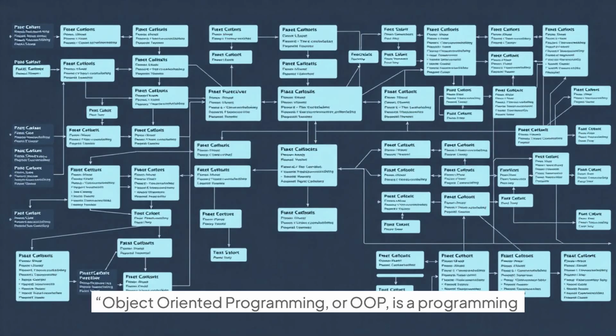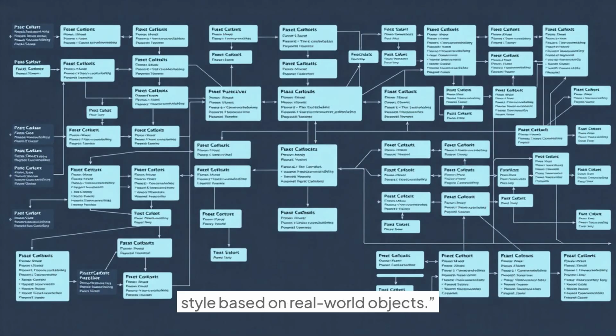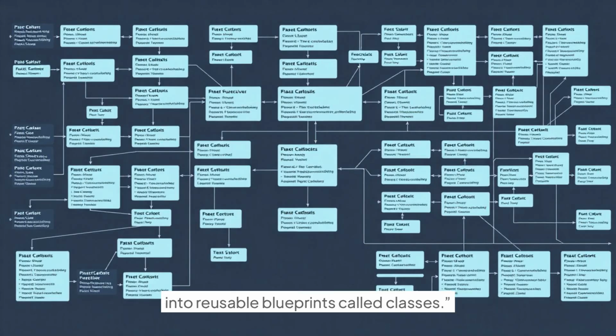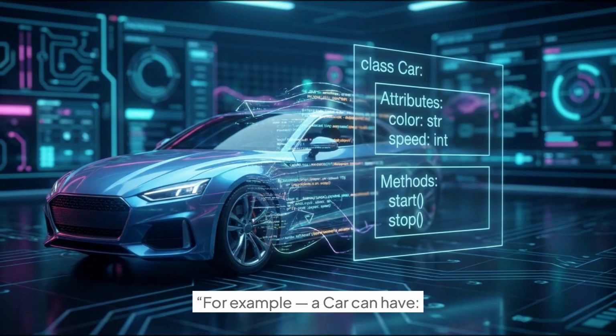Object-oriented programming, or OOP, is a programming style based on real-world objects. Instead of writing isolated functions, we organize code into reusable blueprints called classes. For example, a car can have properties like color and speed, behaviors like start and stop.